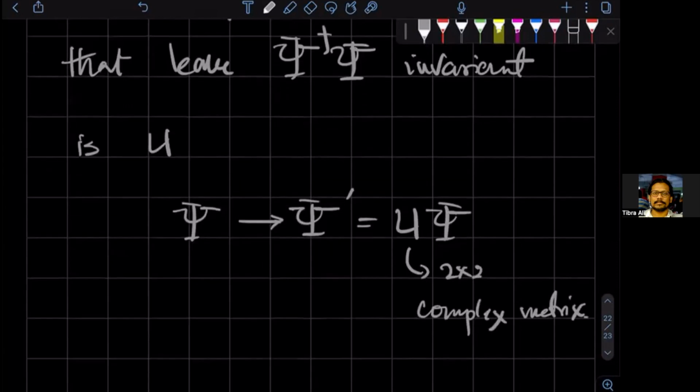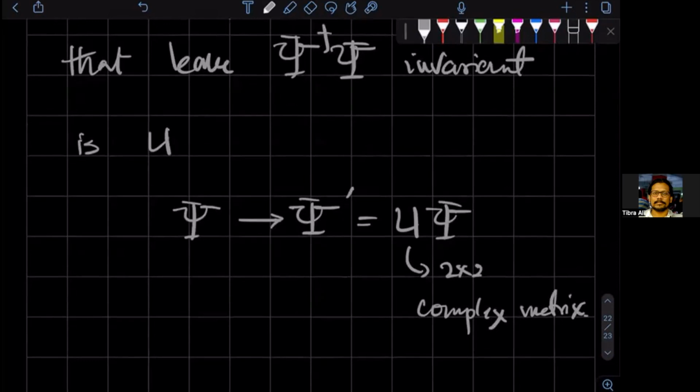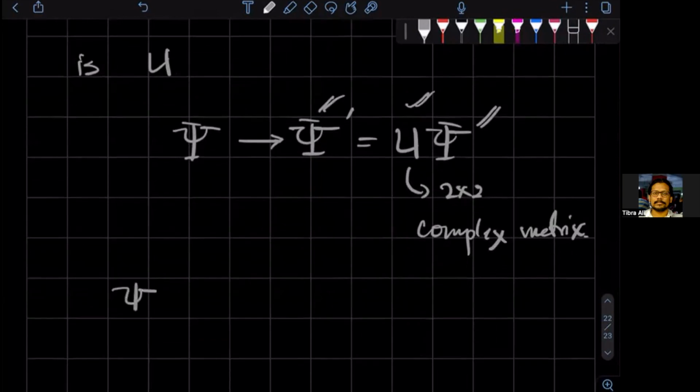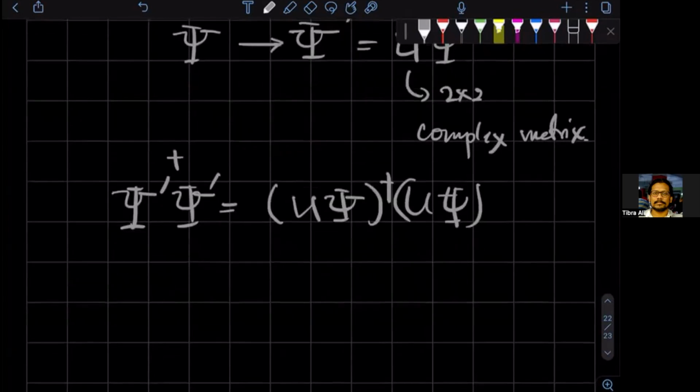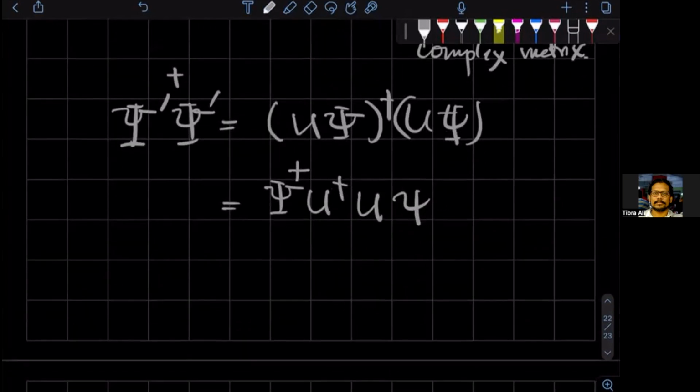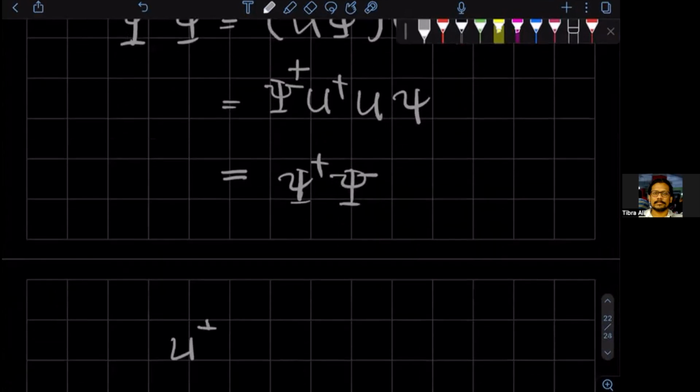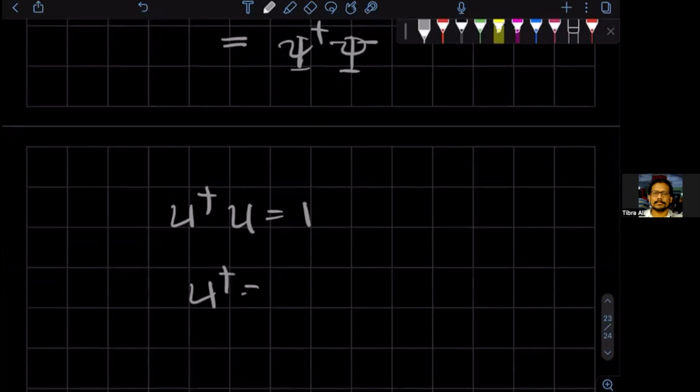Why is it complex? Because the Hilbert space has the complex numbers as its field. So basically these entries are complex, so this has to be in general complex. So if you want this to be invariant, then we get U acting on psi, dagger, U acting on psi, which is psi dagger, U dagger, U psi. So this has to be equal to psi dagger psi. And that can only happen if U dagger U is 1, or U dagger is equal to U inverse.